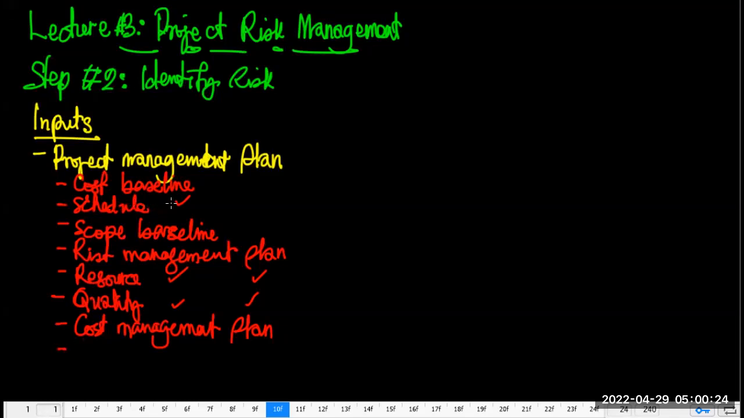Other than just schedule baseline, we can look at the schedule management plan. And at some point in the project management plan, we indicated requirements, right? So we can also make reference to the requirements management plan.